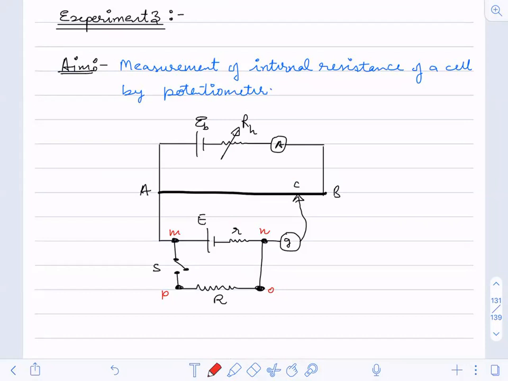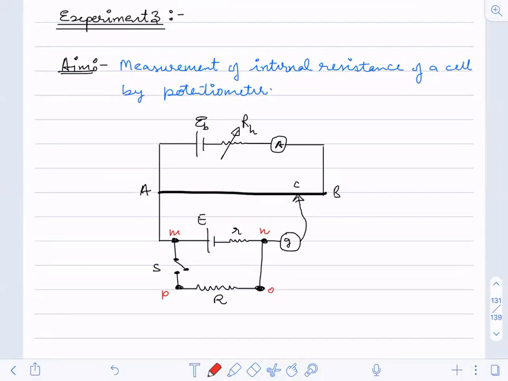Like yesterday I gave you a cell, and you could tell me what the EMF of it is: yes, it is 2 volt, 4 volt, 5 volt. If I give you two cells now and ask you to compare them and tell me which one has a higher potential, which one has a higher EMF.